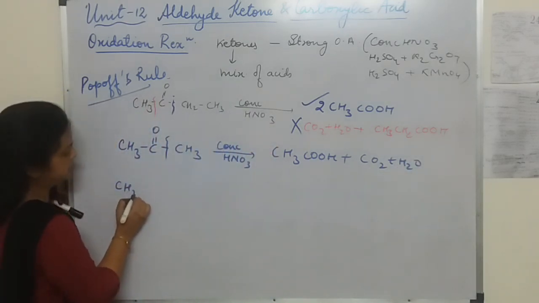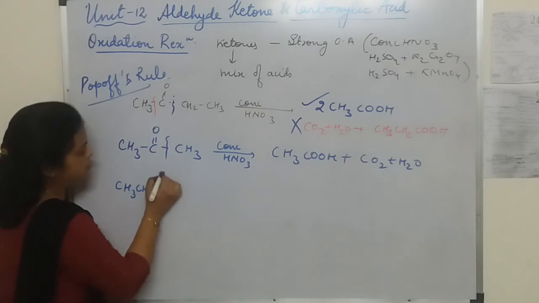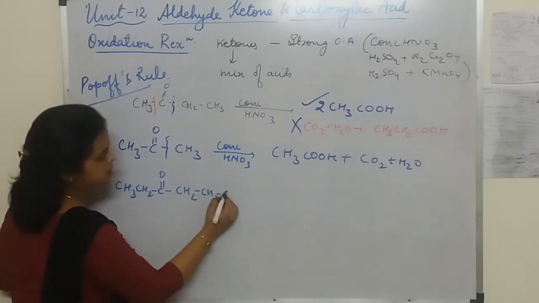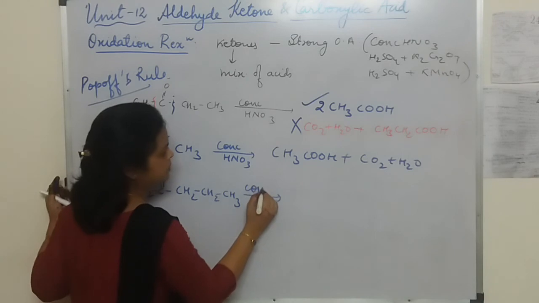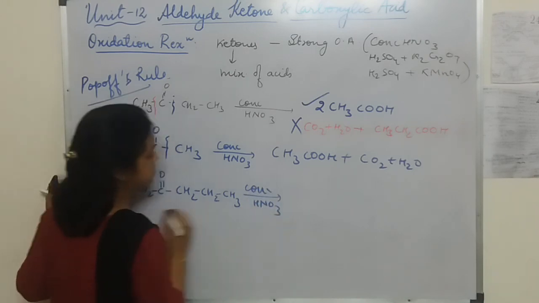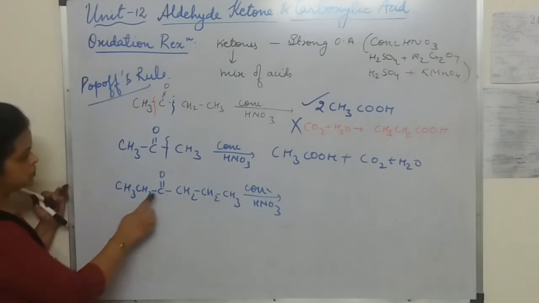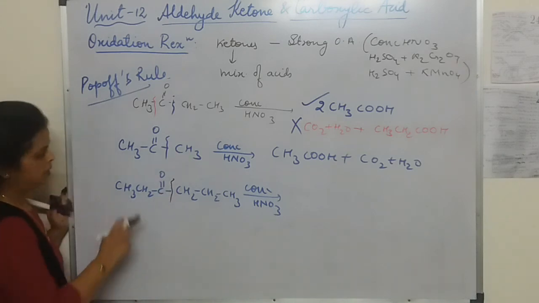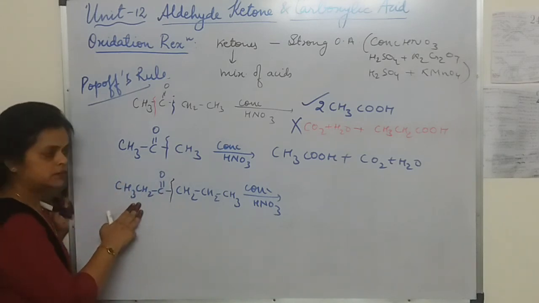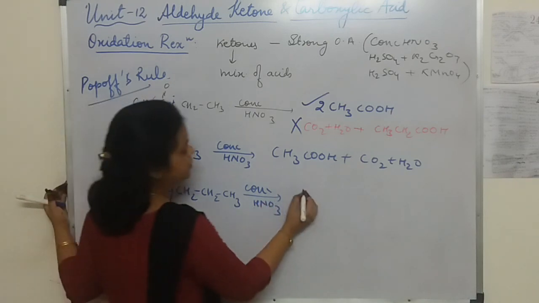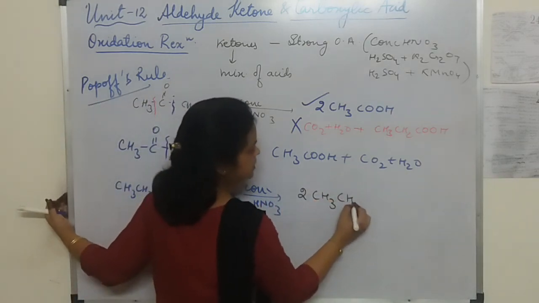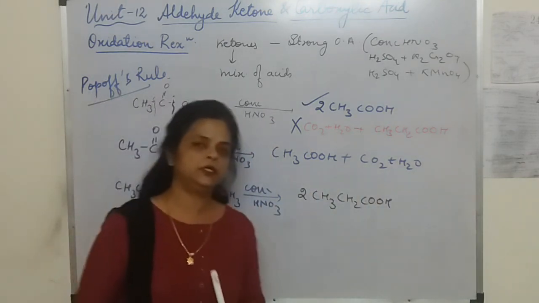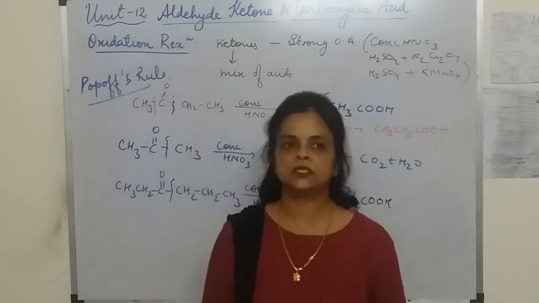Suppose we have this type of ketone, CH3CH2 C double bond O CH2 CH3, let's take 1, 2 on one side. Now what is the product? You can easily tell me, students. According to Popov's rule, this CO stays with this one, so the cleavage will take place from here. There are 1, 2, 3 carbons, make an acid of three carbons. So here the product will be 2 CH3CH2COOH. So here we have discussed how the aldehydes and ketones undergo reduction reaction and oxidation reaction.